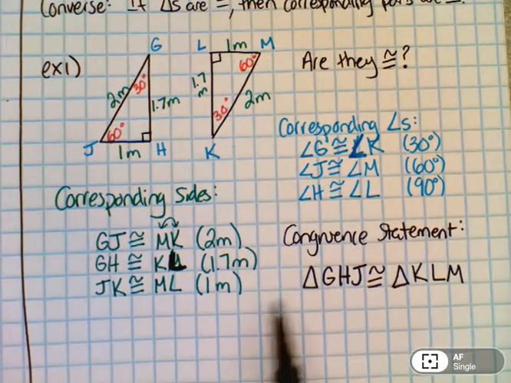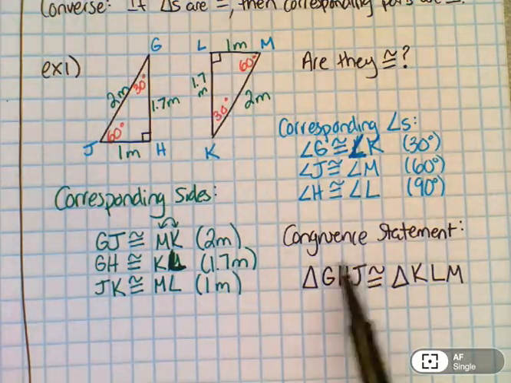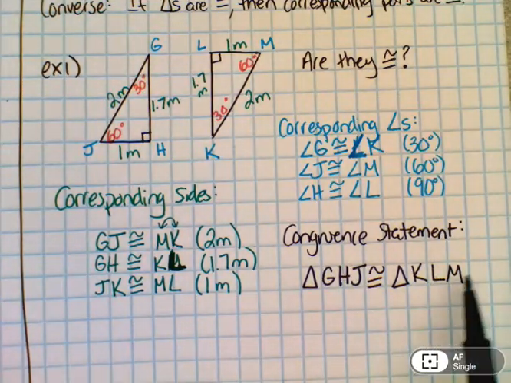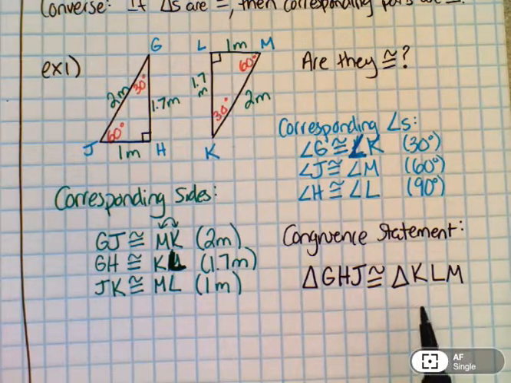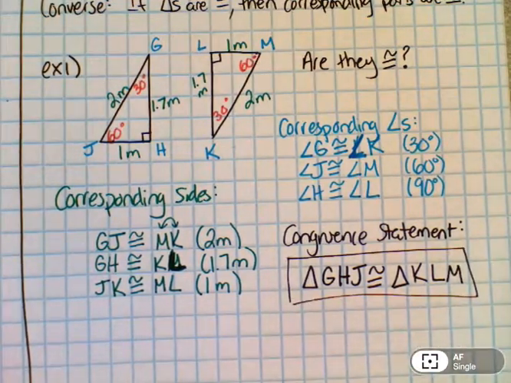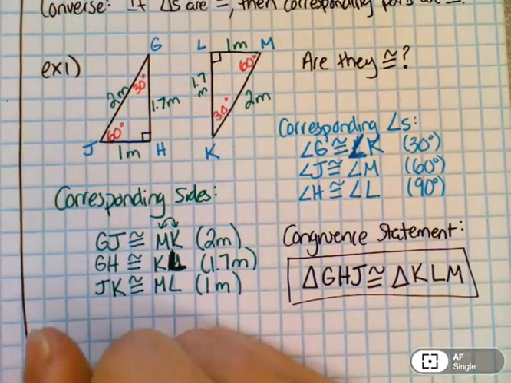So there are several ways to write the congruent statement, but once you've decided the order of the letters in your first triangle, you have to put the second triangle's letters in the same order based on the corresponding parts. So that is the congruent statement. Let's do a second example.